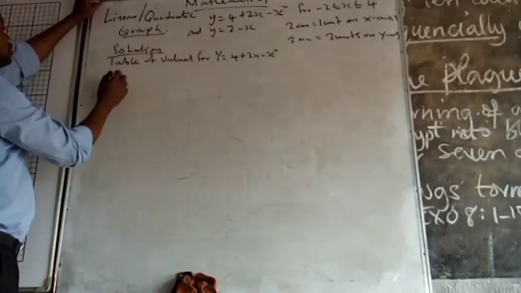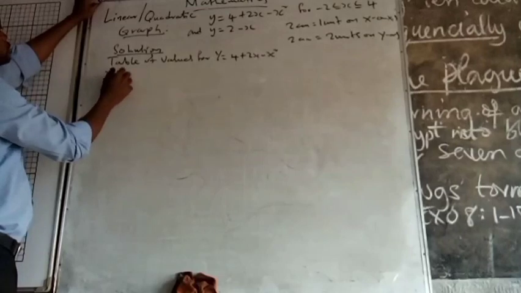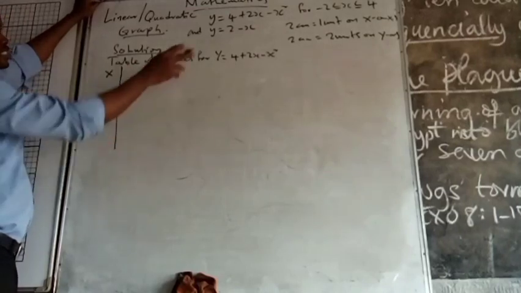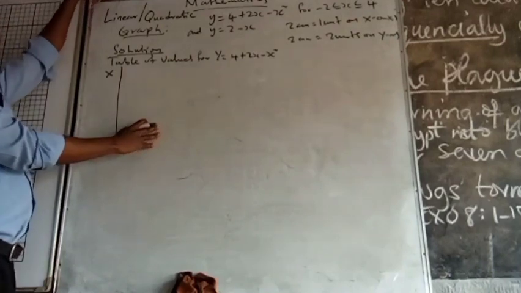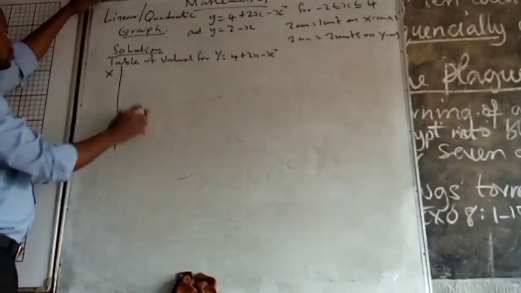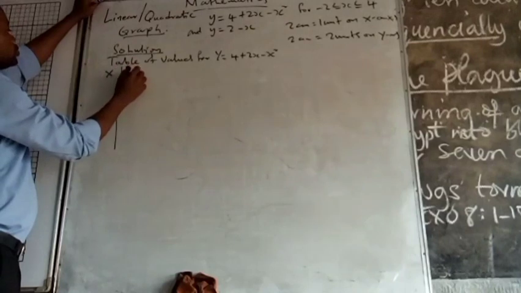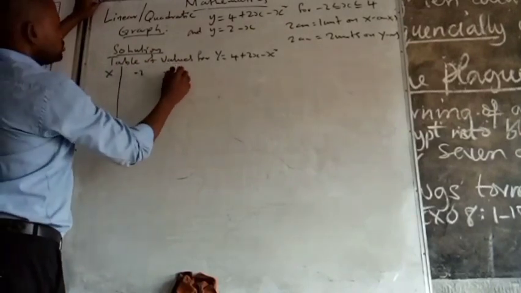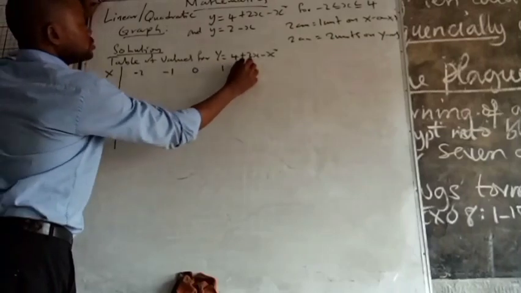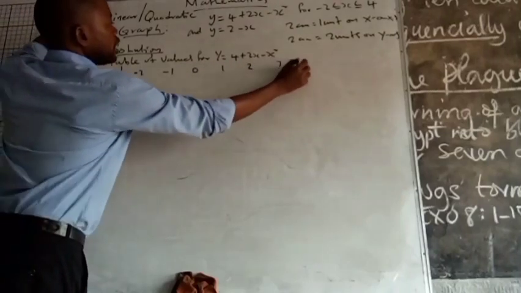So we write the values. This is the x values. Our interval ranges from -2 to 4. Don't waste time doing anything else. From -2, -1, then 0, 1, 2, 3, and 4.